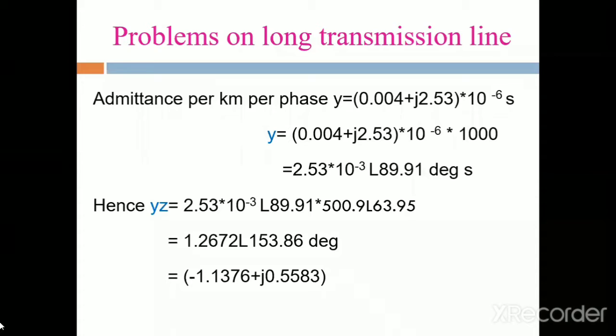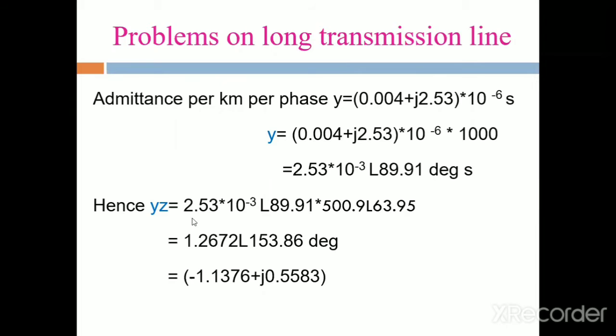Okay, this is the total admittance and the total impedance of the given long transmission line. After that we calculate the YZ. Y is the admittance, Z is the impedance. Y is equal to G plus jB, and Z is equal to R plus jX. We already calculated those above. Then we calculate the YZ.